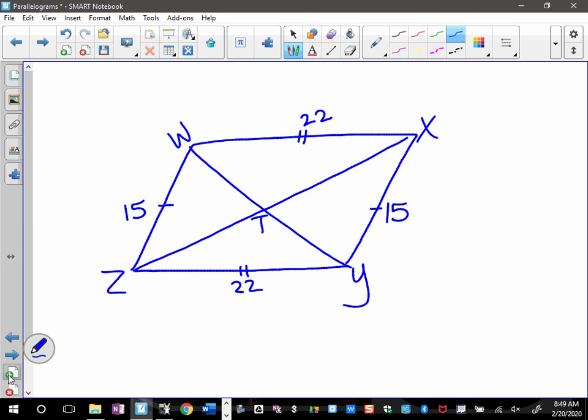ZX is 52. ZX is this whole thing. It's too hard to label the whole thing as 52. Luckily, they bisect each other, so we can just say 26, 26. WT is 23. Notice this time that WT is just that half portion, so I don't need to cut it. That is 23. This side will match and be 23.